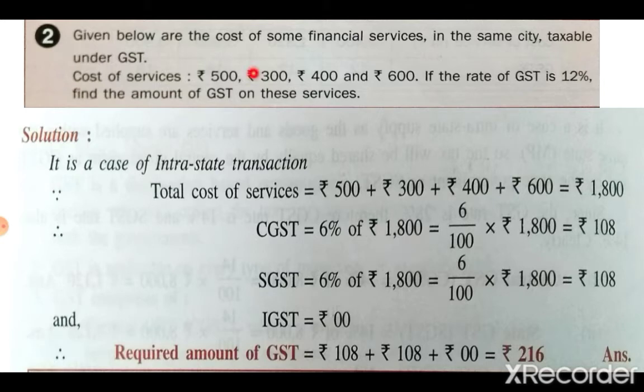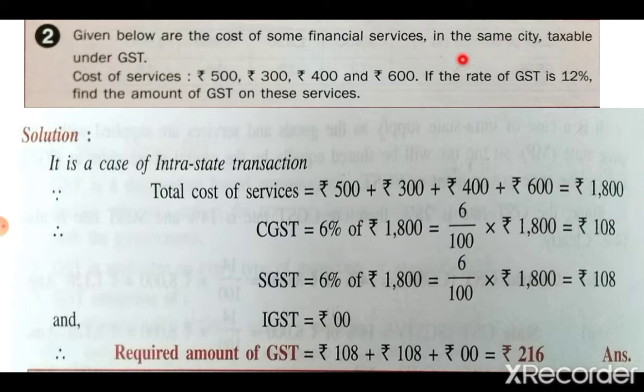Now the next sum. Given below are the costs of some financial services in the same city, taxable under GST. Costs of services are given as 500, 300, 400 and 600. If the rate of GST is 12%, find the amount of GST on these services. Here also the same word is given, that is same city. It is the same state, so it is an intrastate transaction.